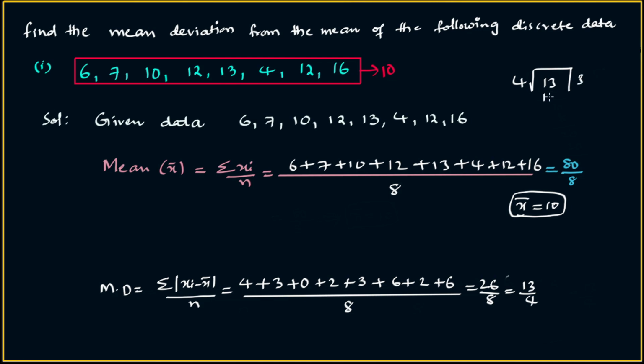4 3s are 12. 1 remains. 0.0. 4 2s are 8. 10 minus 8 is 2. Point is there. We can take 0. 4 5s are 20. Okay. Therefore 13 by 4 is 3.25. Therefore mean deviation from the mean of the given discrete data is 3.25.